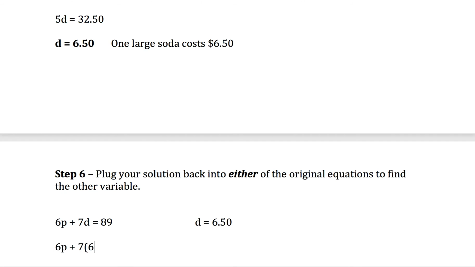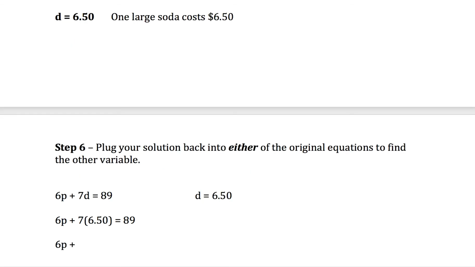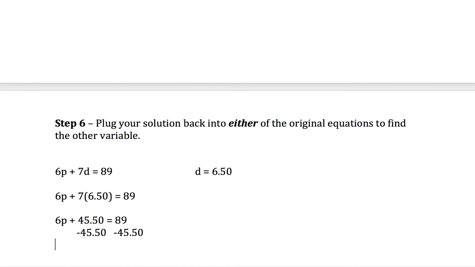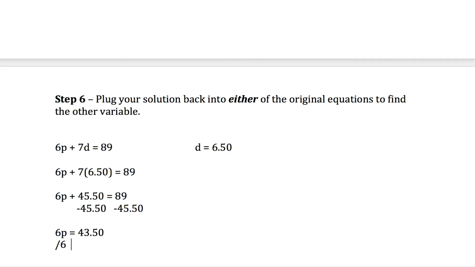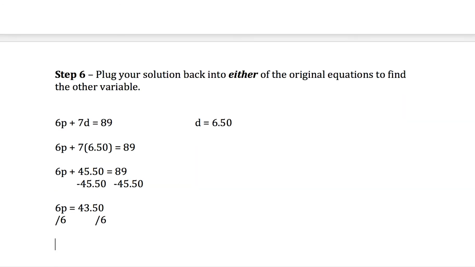6P plus 7 times 6.50 equals 89. Multiply it out. 42 plus 45.50 is 89. Subtract 45.50 from both sides. We get that 6 popcorns cost $43.50. Divide by 6, and we'll get the price of 1 popcorn. $7.25.